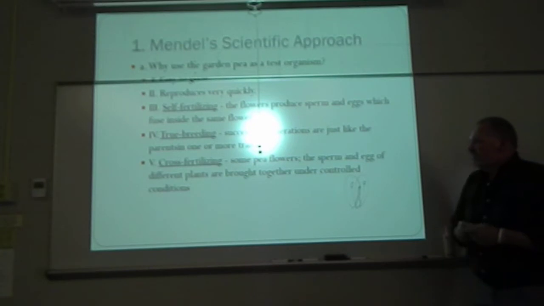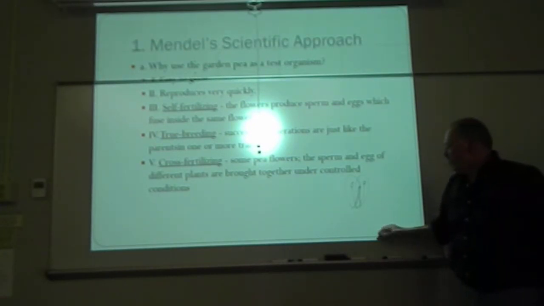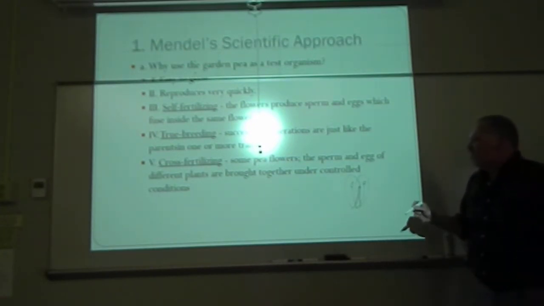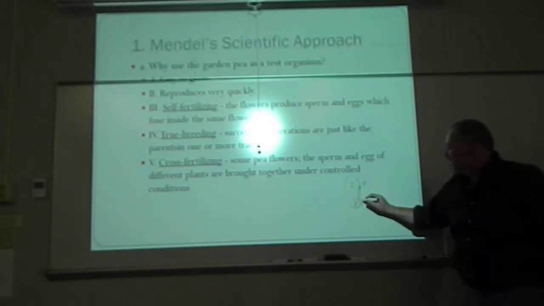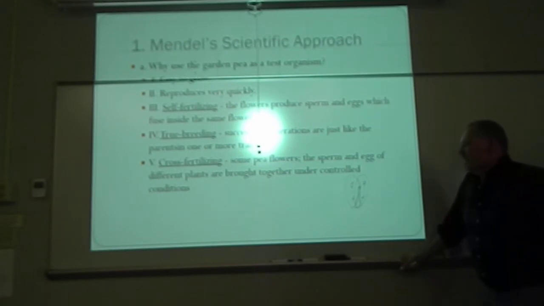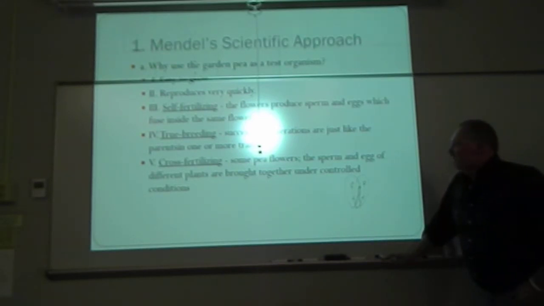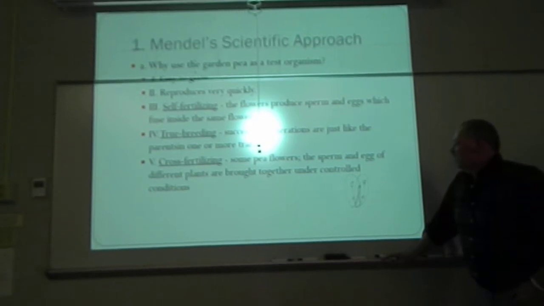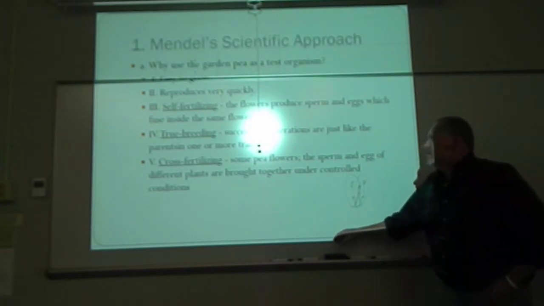Okay, so it's self-fertilizing. That is important because you can control things by eliminating the pollen by cutting the stamens out, and then you can put whatever pollen for whatever trait you're looking at and brush it onto the stigma of another flower, and you can control things. You can control pollination, right? So that's what self-fertilizing means, right?